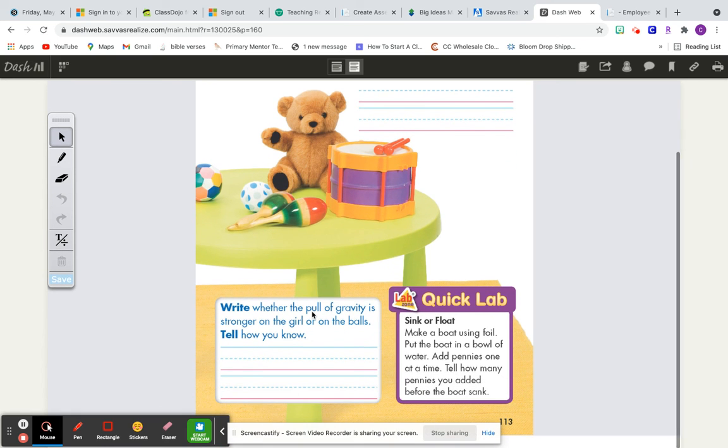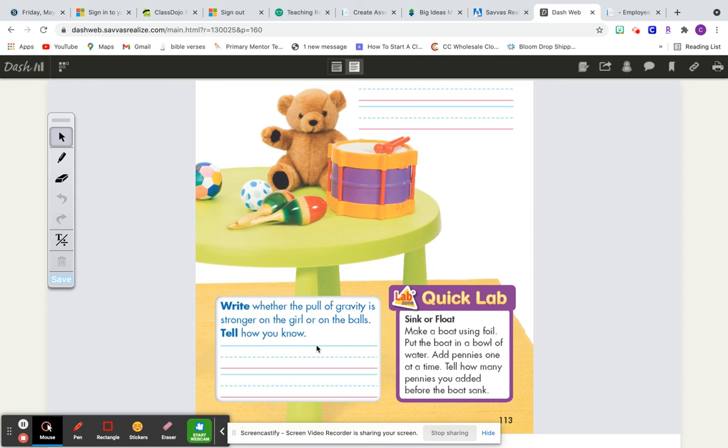And then for this one, write whether the pull of gravity is stronger on the girl or on the ball, and tell how you know. So pause it and answer that question. And the pull of gravity is going to be stronger on the girl because she is going to weigh more than the ball will weigh.